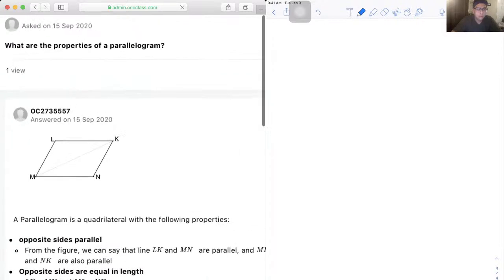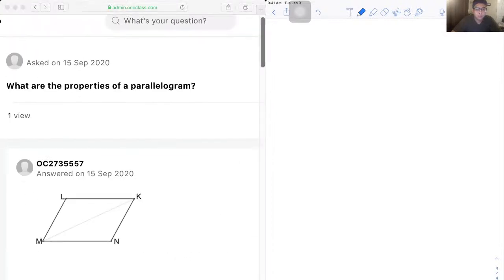Okay, so let me zoom in a bit. The question is asking us what are the properties of a parallelogram. Let me write it down here: properties of parallelogram. So first, let's draw a parallelogram.